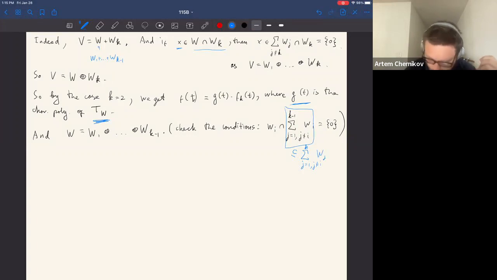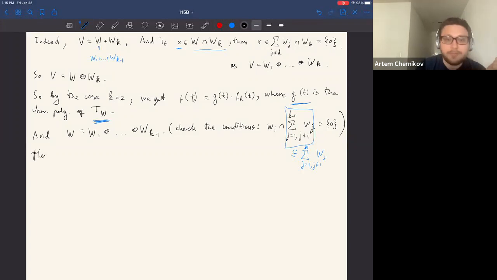Wj, and here should be Wj as well in the previous line. You see? So from knowing that the whole space was the direct sum, it follows in particular that W is also the direct sum of the first K minus 1 subspaces. All right? Okay, but then now we can use induction for W, right?